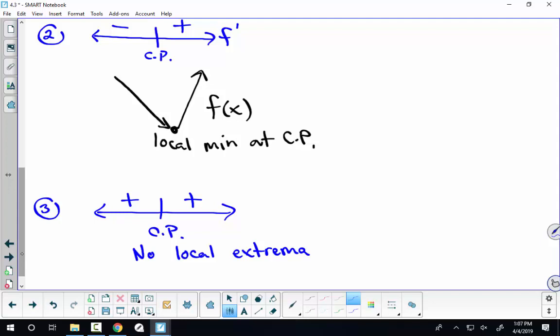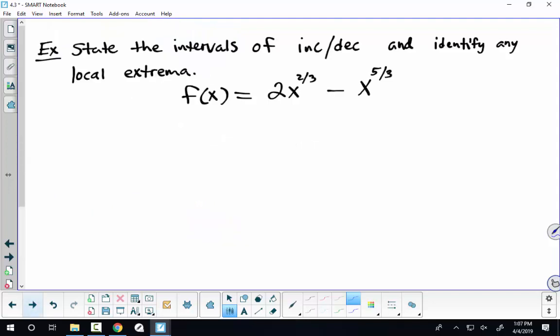Does anyone have any questions on that theorem? Does that make sense? Need clarification? Okay, so we'll look at this example then. State the intervals of increasing and decreasing like the first two examples, and now we can also identify any local extreme.